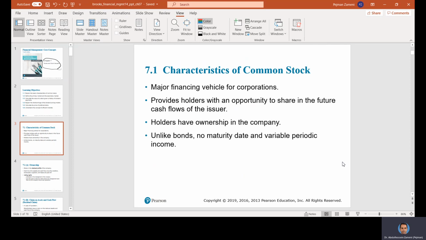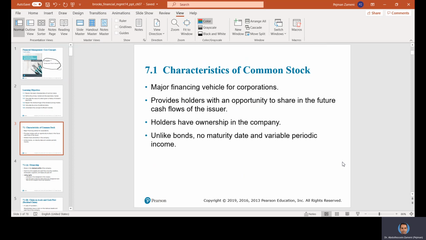Okay, let's see the characteristics of common stock. It is a major financing vehicle for corporations, which means that if the company needs funds, there are a few ways they can raise them. If the company goes public, they can issue shares, which is called an IPO, and this is one way of raising funds. Of course, there are other ways: they can issue bonds, get a loan, or do crowdfunding. But in this particular case, we are referring to common stock.